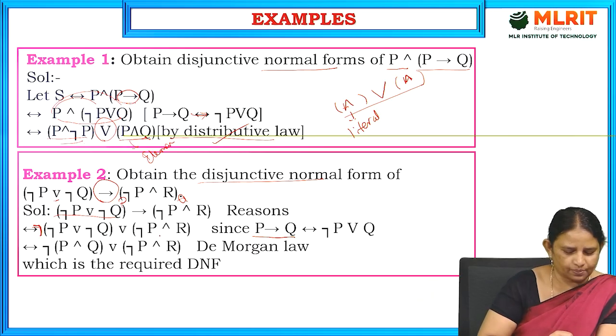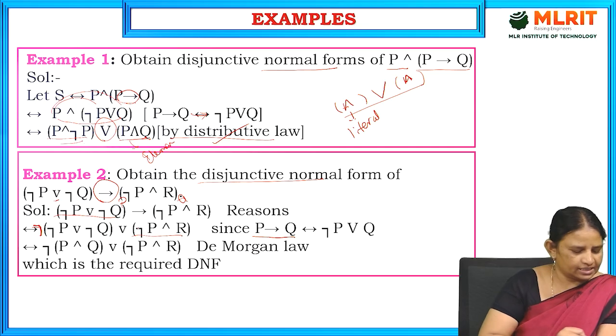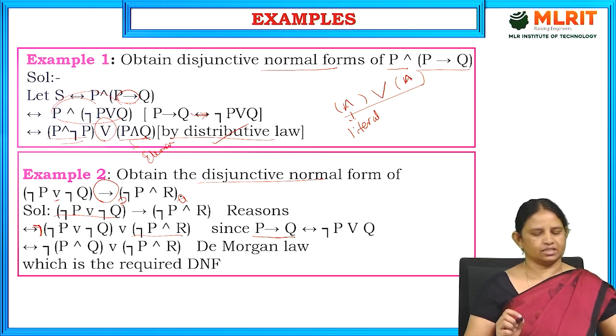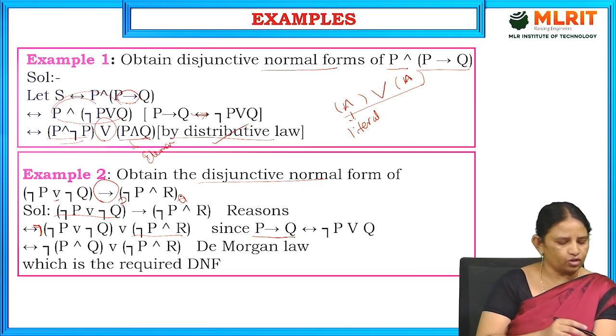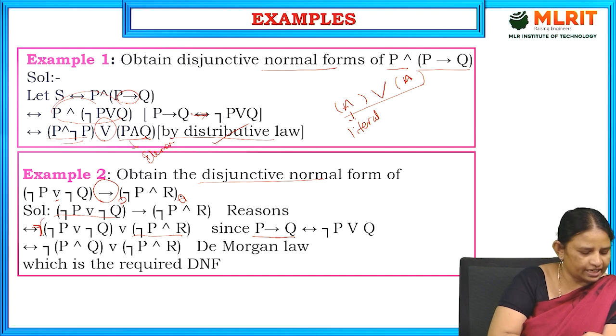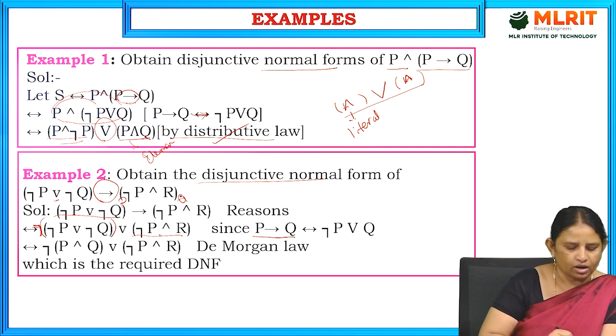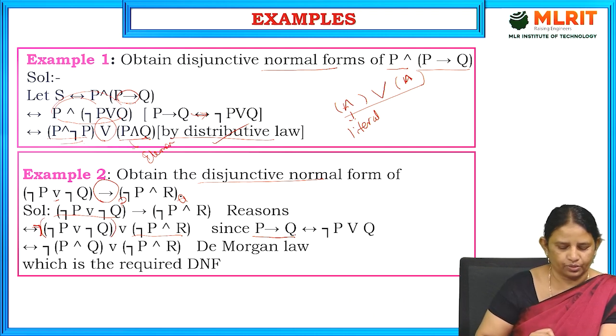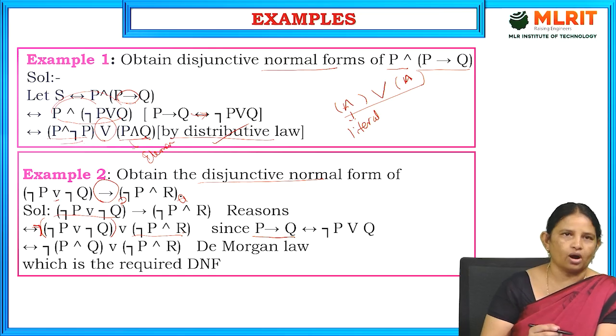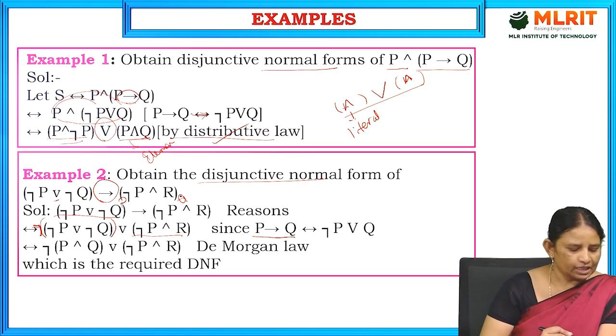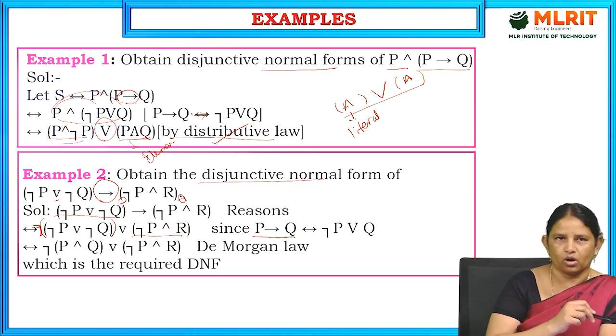What is there in the place of Q? Q is written as it is. There is a negation present, so apply the negation for the inside of the proposition. This is the negation of P or Q, and this is the negation Q. That is the statement. Then we need to apply De Morgan's law. According to De Morgan's law, we need to take the negation out of the proposition.